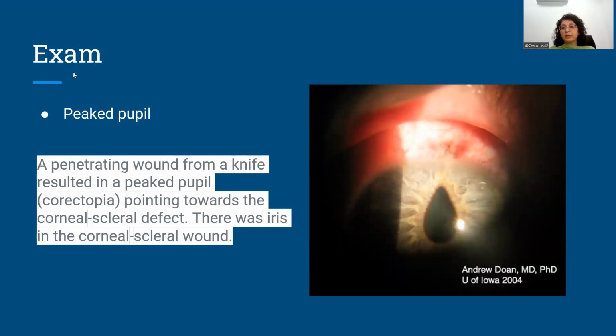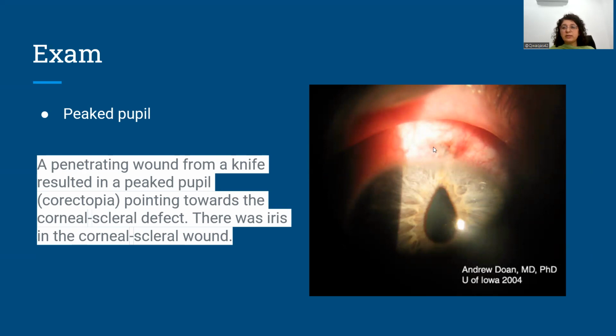Another part of an exam for a ruptured globe is a sign called peaking of the pupil. This particular patient came in looking pretty nice and quiet. The only unusual thing in their exam, they reported a history of a fight and had come in for an eye exam. And on exam, the eye appeared relatively quiet except for this iris.